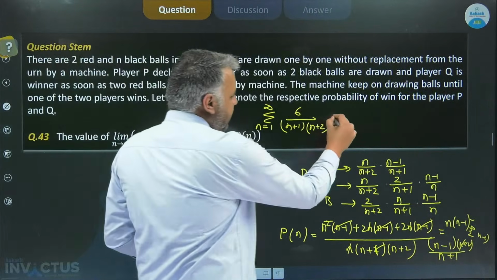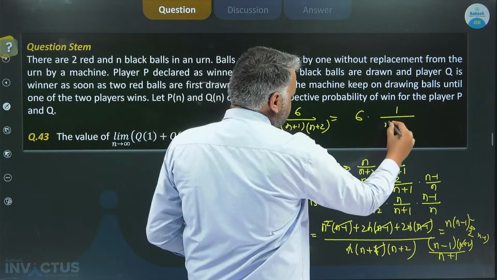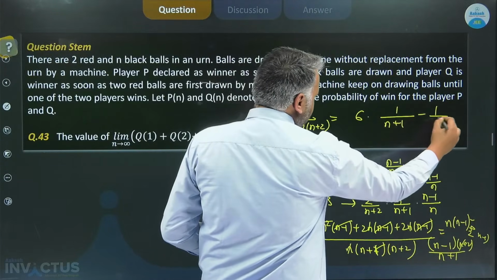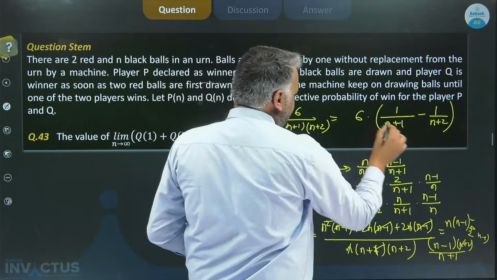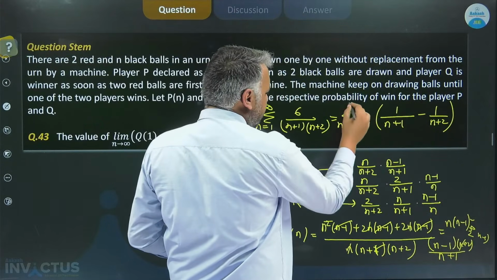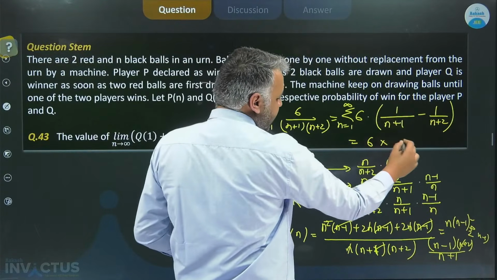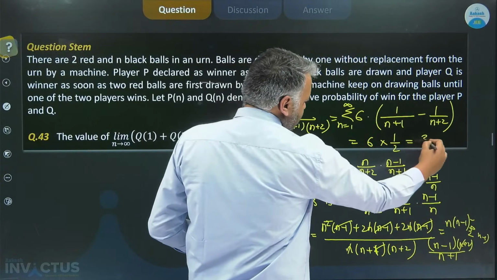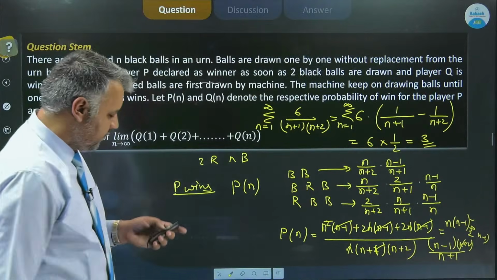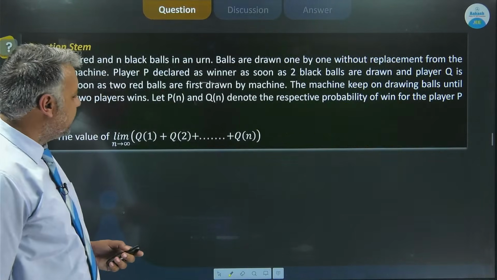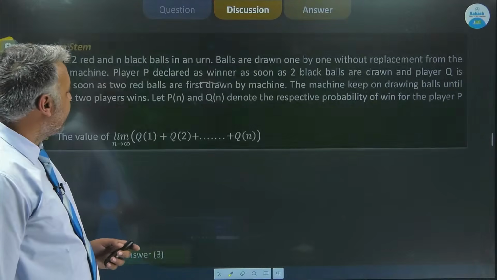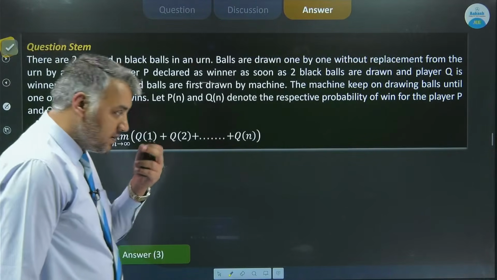So we can write it as 6 into 1 upon n plus 1 minus 1 upon n plus 2, and then apply summation n equal to 1 to infinity. So it will be 6 into, if we put n equal to 1, half. So this must be 3. Let's check the answer for question number 43. Yeah, 3 is the answer.